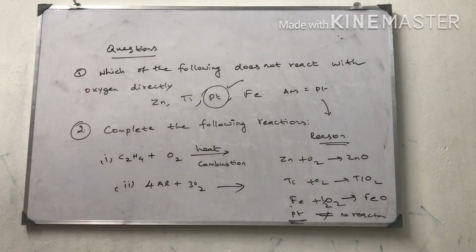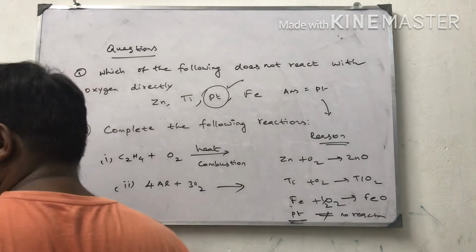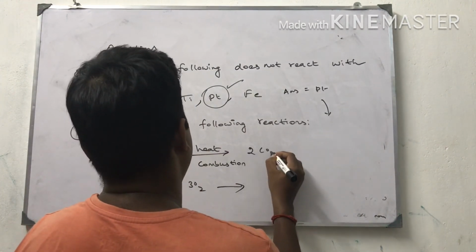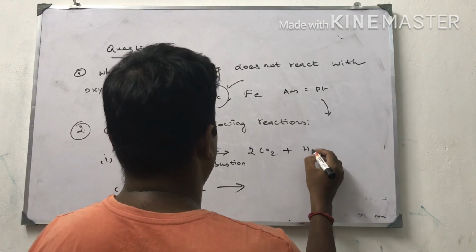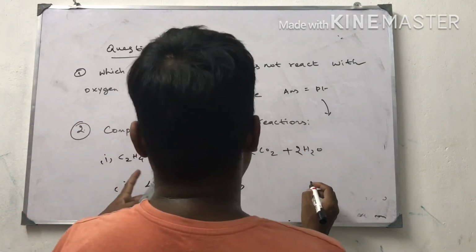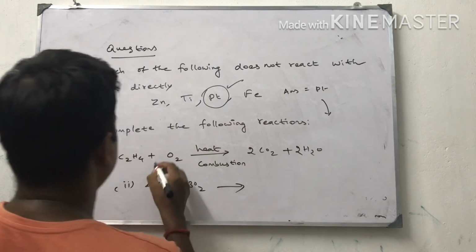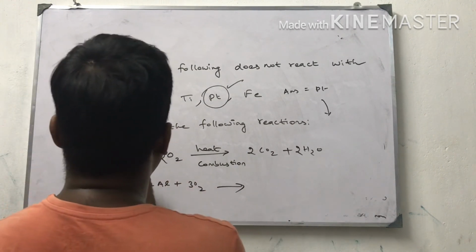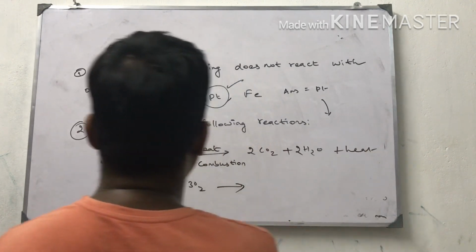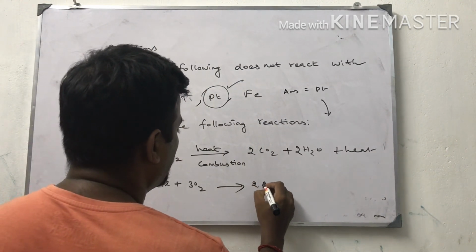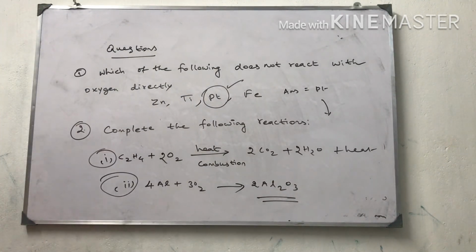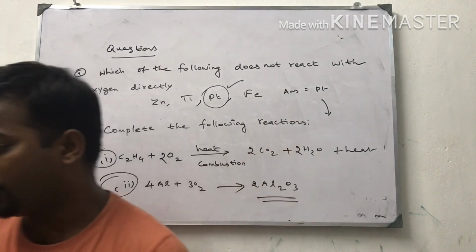Complete the following reaction. Ethane plus oxygen, what is the product? This we have already discussed in the last question. The answer is 2CO2 plus 2H2O, the remaining water molecules. C2H4 plus 3O2 gives 2CO2 plus 2H2O plus heat. This is the answer for this question. These questions are present in the topic itself, so no problem.